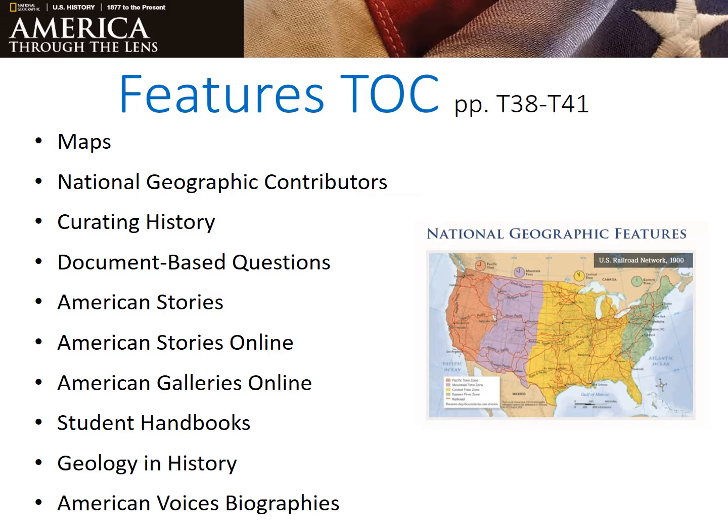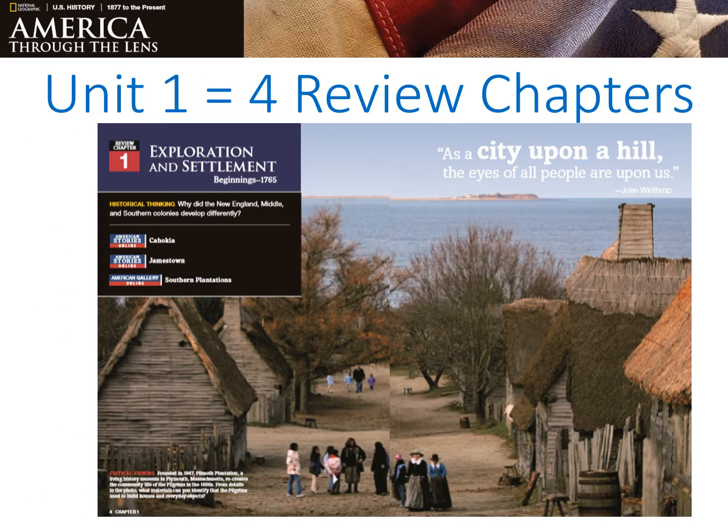Following the unit and chapter table of contents, you will find the National Geographic Features table of contents. This comes in handy when you are looking for one of the special features to include or focus on as a lesson. The first unit has 4 review chapters focusing on the beginning of America up to the year 1877. These will help to prepare students for the upcoming content focused on 1877 to the present day.